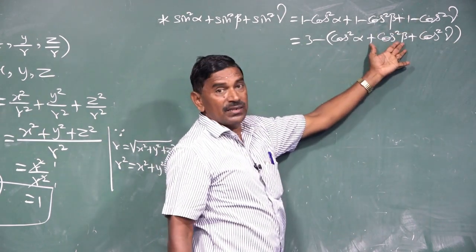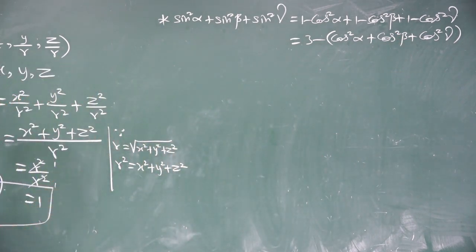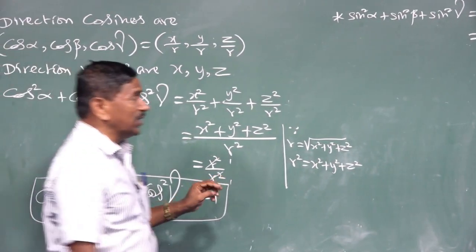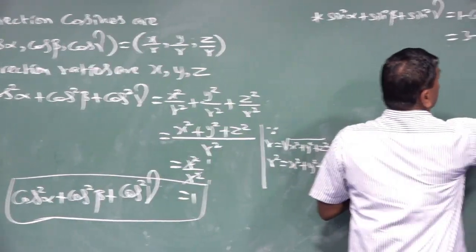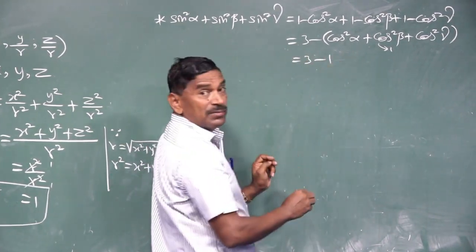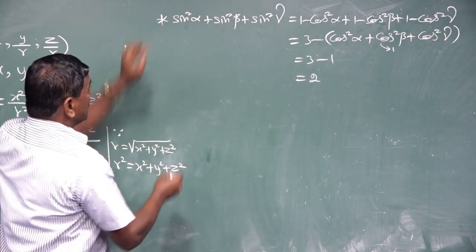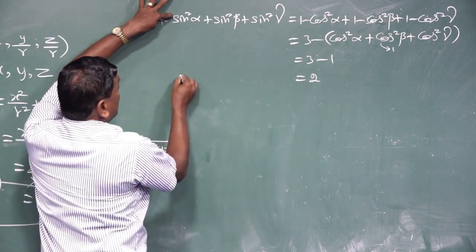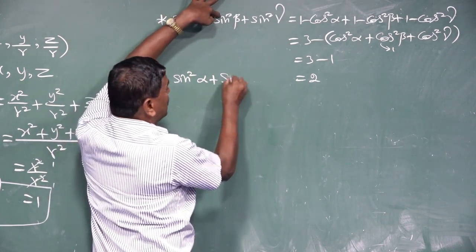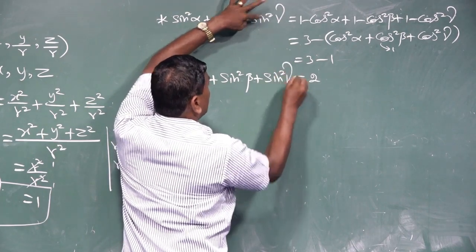What is the bracket? Yes, it tends to 1, because the earlier result is cos square alpha plus cos square beta plus cos square gamma equals 1. So the bracket tends to 1, which is equal to 3 minus 1. 3 minus 1 is equal to 2. So the next result is: sin square alpha plus sin square beta plus sin square gamma is equal to 2.